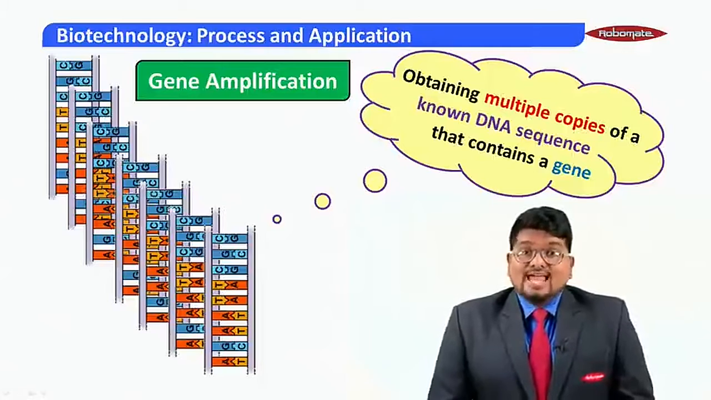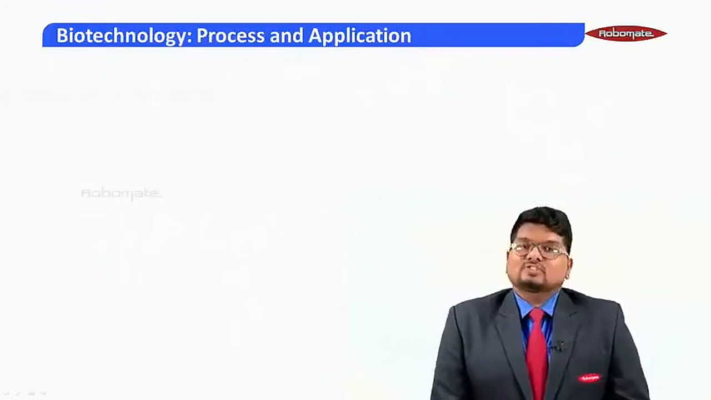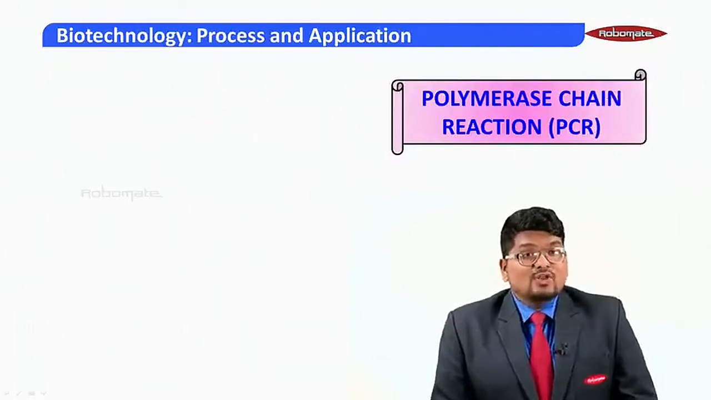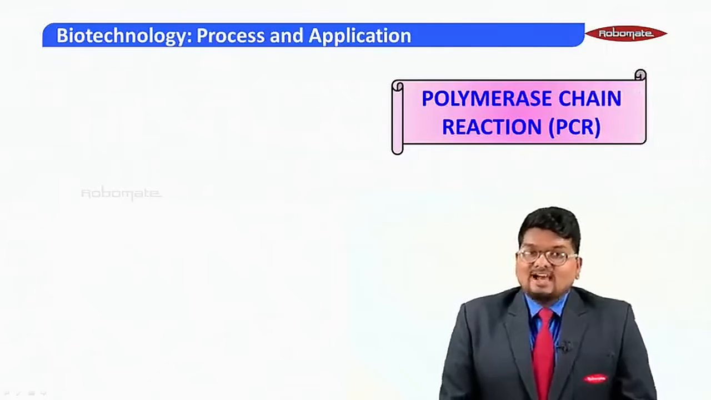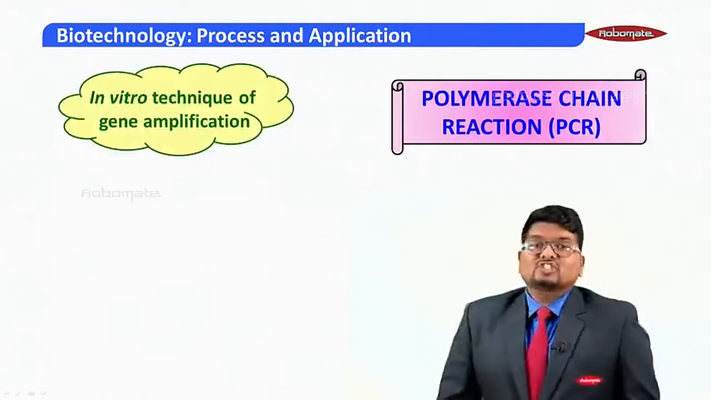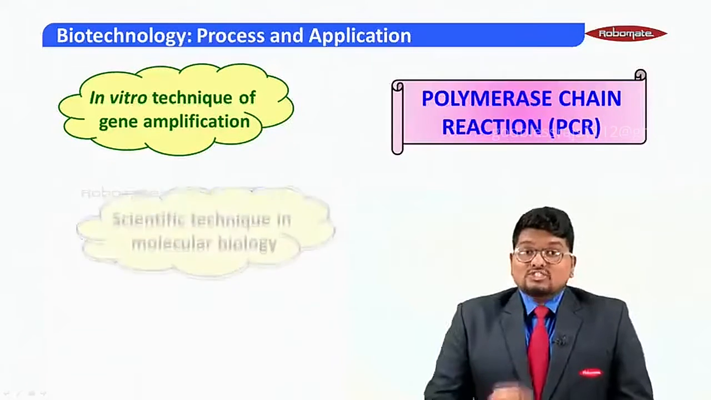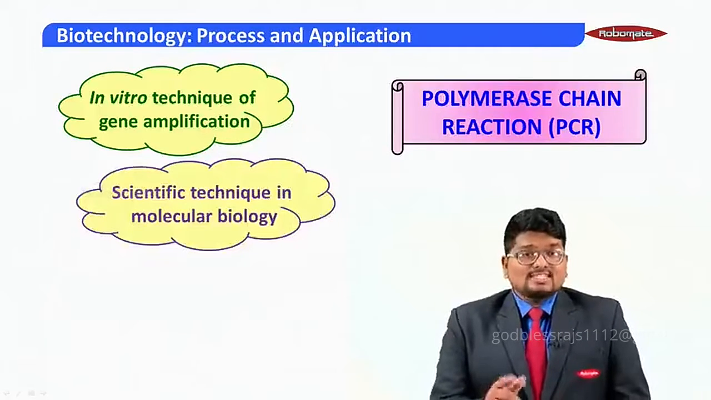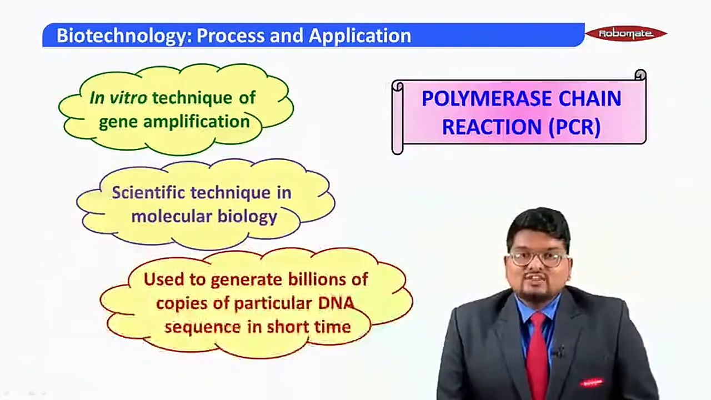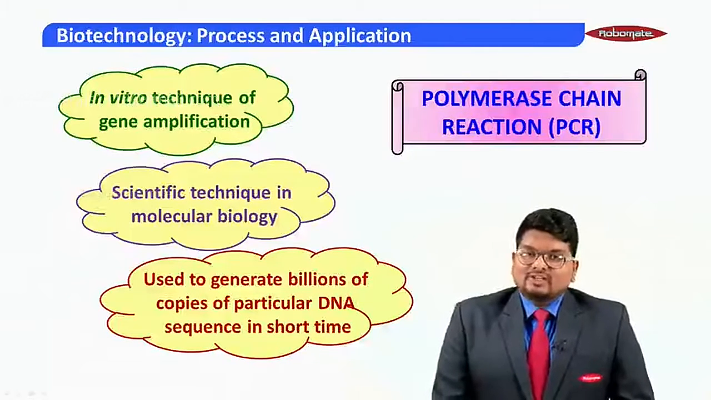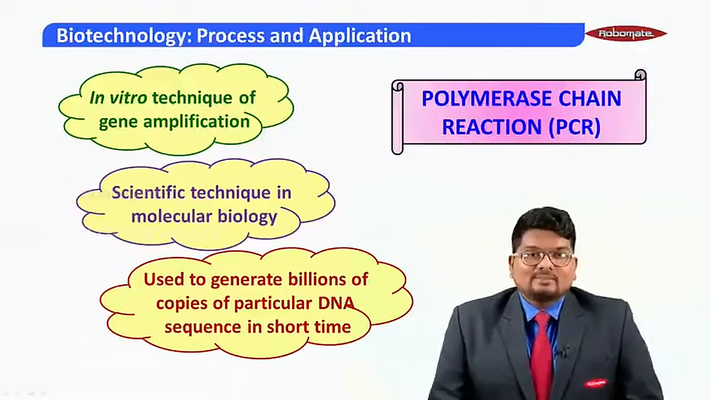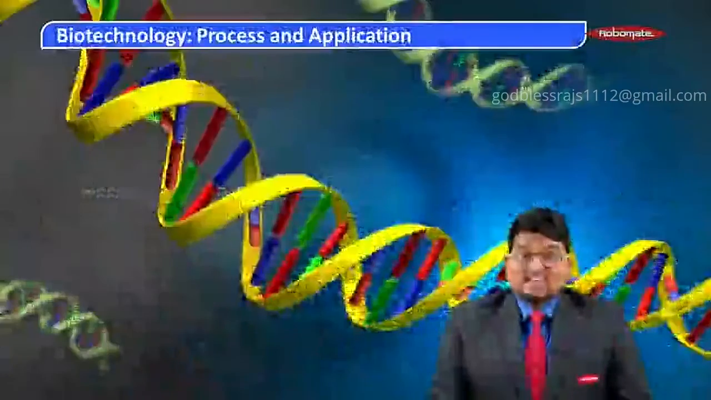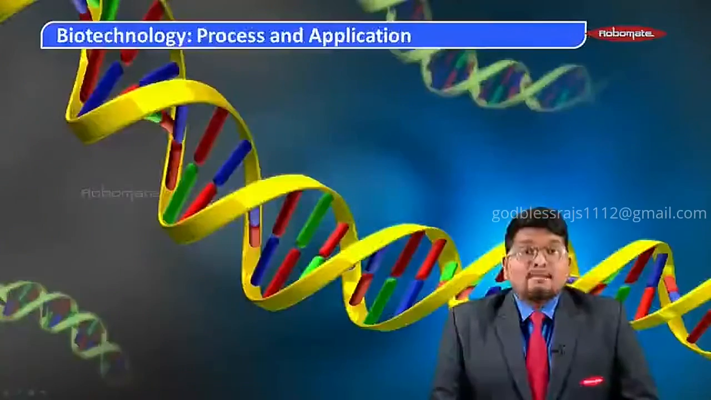Now let us move ahead and take a look at the process which is used for gene amplification. So here I have polymerase chain reaction or PCR, and PCR is nothing but an in vitro technique of gene amplification. It is also a scientific technique used in molecular biology. And what is it used for? It is used to generate billions of copies of a particular DNA sequence in short time. So that is PCR. Let us move ahead and take a look at brief history of PCR.